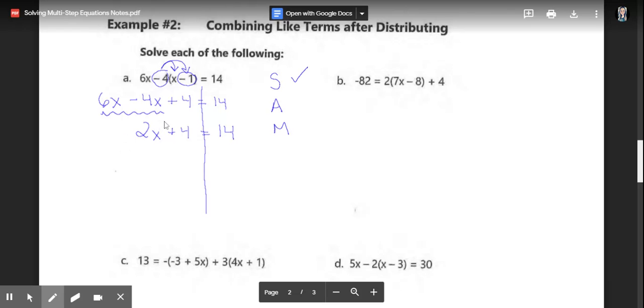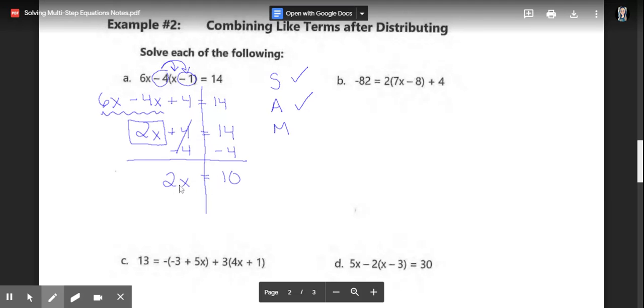Step 2, I'm going to box off my variable, and I'm going to add or subtract my constant. The constant's positive, so to undo that +4, I'm going to subtract 4 from both sides. The 4's will cancel. I can bring down the 2x, equals 14 minus 4 is 10. Step 2 is now complete.